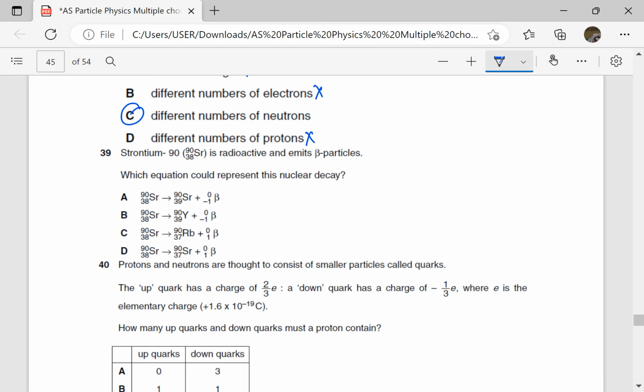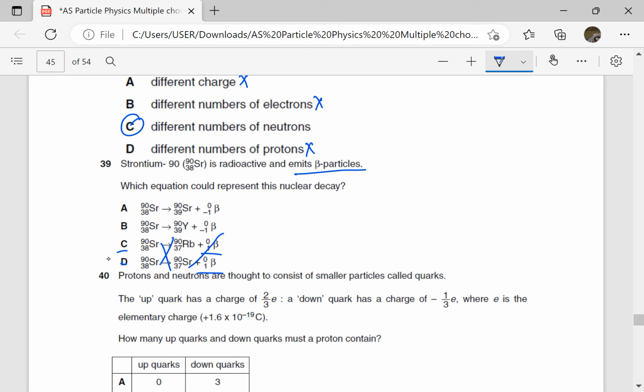Strontium-90 is radioactive and emits beta particles. Which equation could represent this nuclear decay? It emits beta particles. That is beta minus. When they say emits beta particles, just note beta minus. So we ignore these two because they are emitting positrons. Then we look at the balance and check the equations. So this is 38, 39 minus 1, that is 38. So this is balanced.